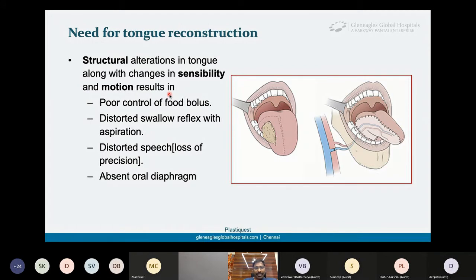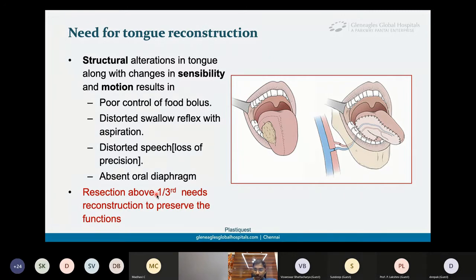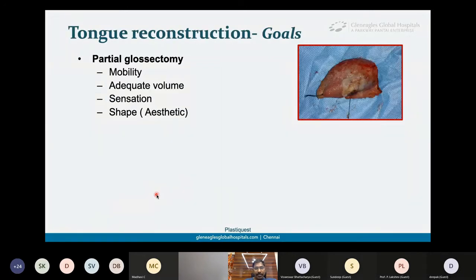So when we don't reconstruct, what will happen? There is poor control of the food bolus, a distorted swallow reflex with aspiration, distorted speech with loss of precision, and absolutely, as he said, the oral diaphragm is lost, and there's a communication between the oral cavity and the neck. So resection above 1/3 needs a proper reconstruction.